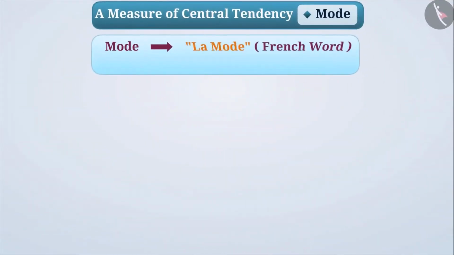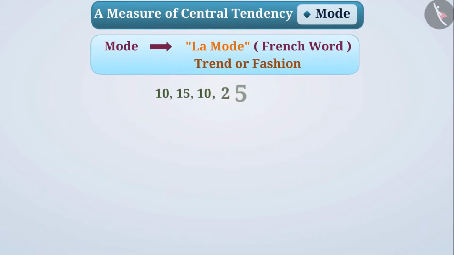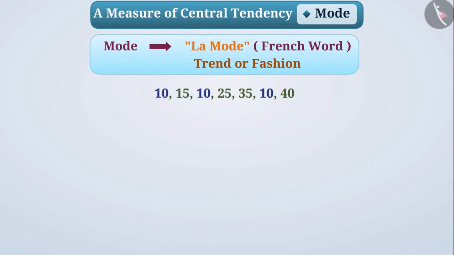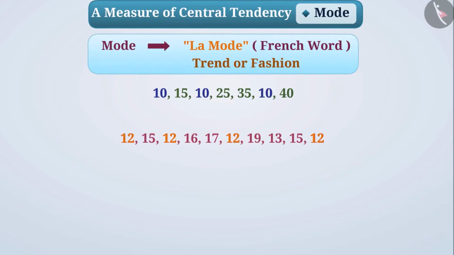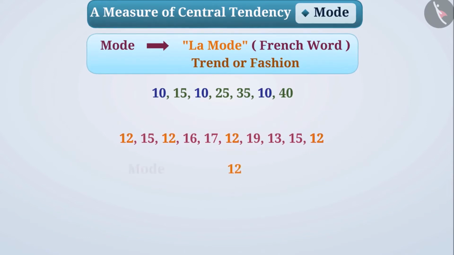The word mode is taken from the French word la mode, which means trend or fashion. In terms of data, the mode is the value that is most prevalent. Like if we talk about these observations, then here 12 is the most frequent. In this way, we can say that 12 is most prevalent among this group of observations. That is, 12 is the mode of these observations.